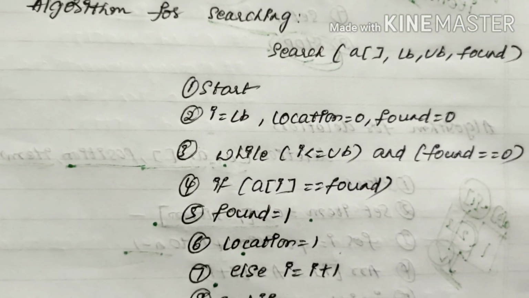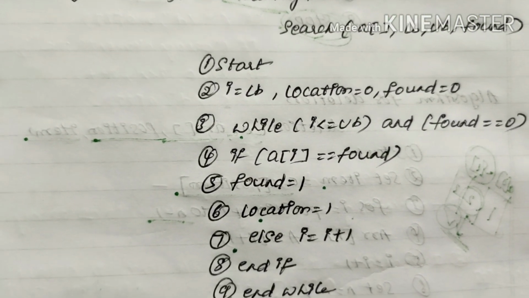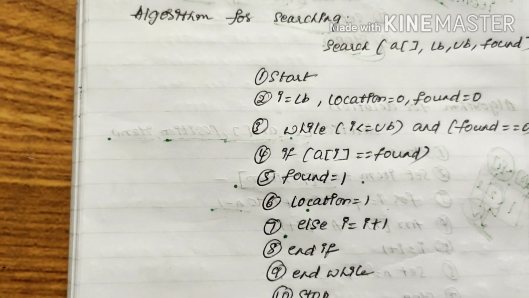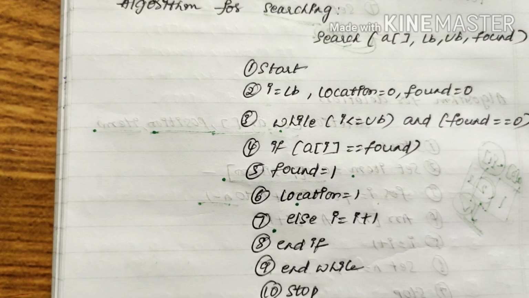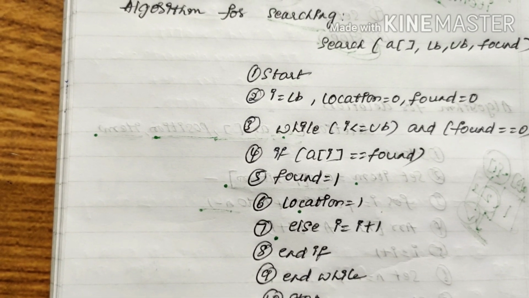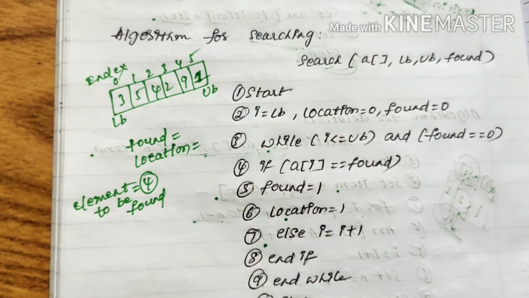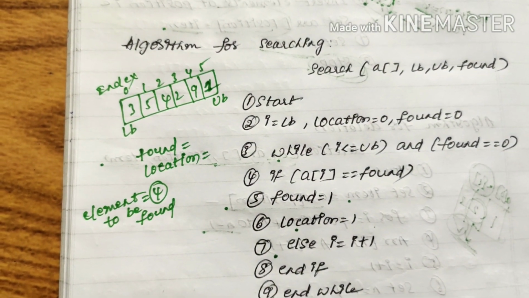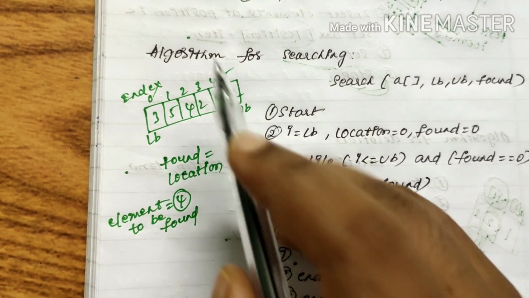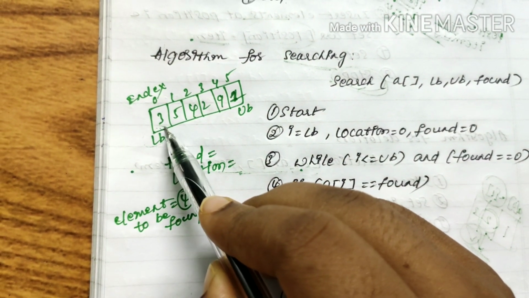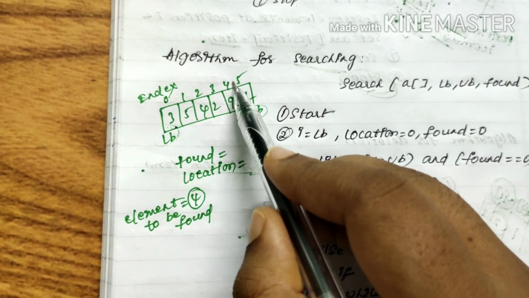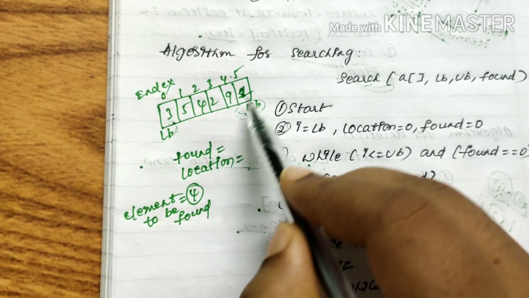Then I am going to explain about searching. Searching means what? Whether the element is present in that array or not. If the element is present in that array, then found is 1. Let me explain the algorithm of searching with an example. Let us take an array like this. Lower bound starts with the element 3 and upper bound ends with the element 1. Indexes are 0 to 5. And the total elements in this are 6.